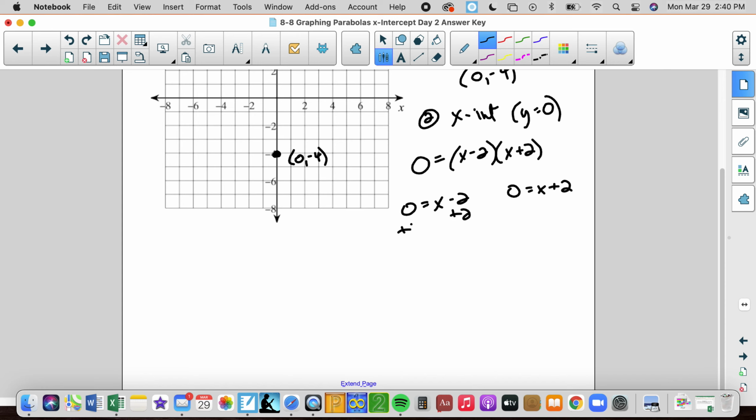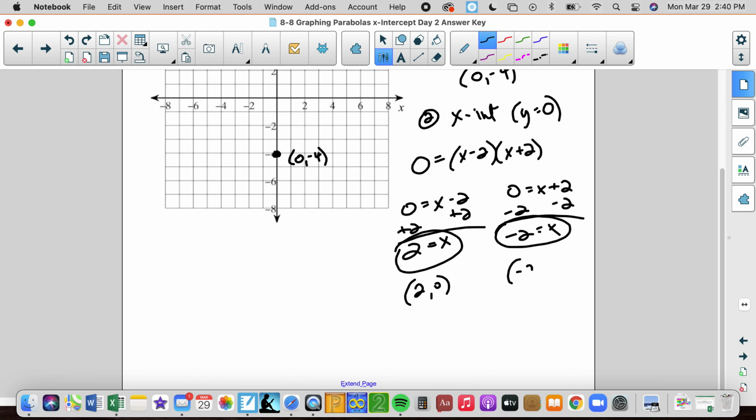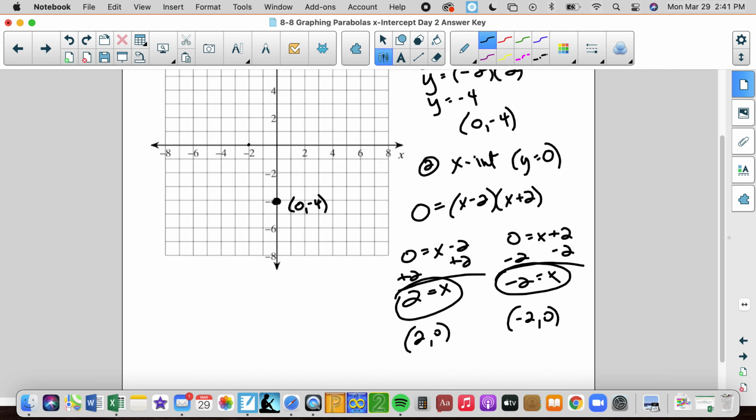Add 2, 2 equals x. Minus 2, -2 equals x. So those two things. And if we want to write those coordinates, I don't mind you writing those, but let's plot them. -2 and +2. 2, 0, -2, 0.